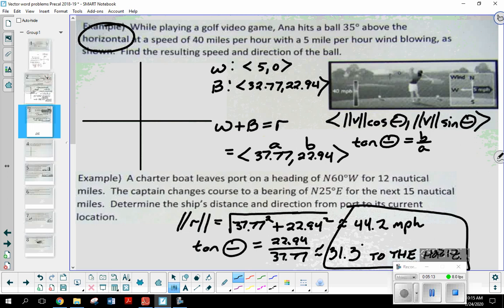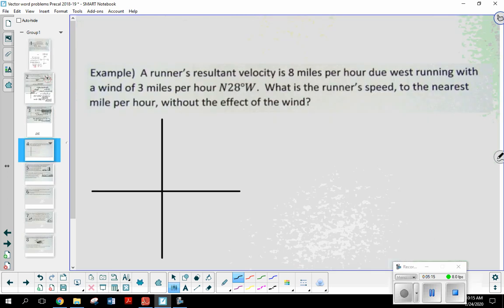Here we got the golf game. I want to go ahead and start with this one. Now this one's a little different than the others. It says a runner's resultant velocity is 8 miles per hour due west, running with a wind of 3 miles per hour north 28 degrees west. So it's giving me a measurement in quadrant bearing. What is the runner's speed to the nearest mile per hour without the effect of the wind?